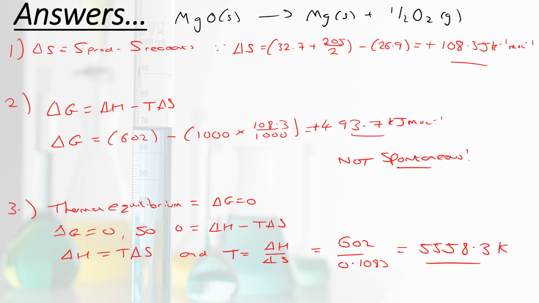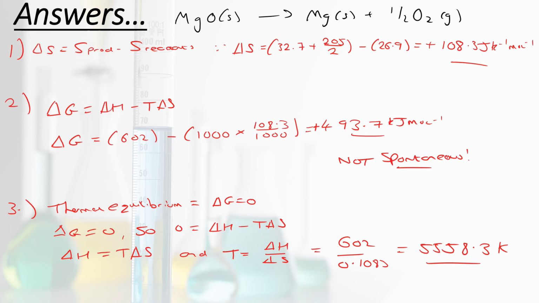Then to calculate our Gibbs Free Energy change, we're given that the enthalpy change is 602 kilojoules per mole. Again, remember our units have to match up here. So I'm always going to convert my joules per Kelvin per mole into kilojoules per Kelvin per mole for the entropy change. So my entropy change is now 108.3 divided by 1000. Temperature is 1000 Kelvin. Remember, it has to be in Kelvin. Enthalpy change 602 kilojoules per mole. Put all the numbers in and you get your Gibbs Free Energy change to be plus 493.7 kilojoules per mole. Remember that if we have a positive number, it's not spontaneous, it's not feasible at that temperature.